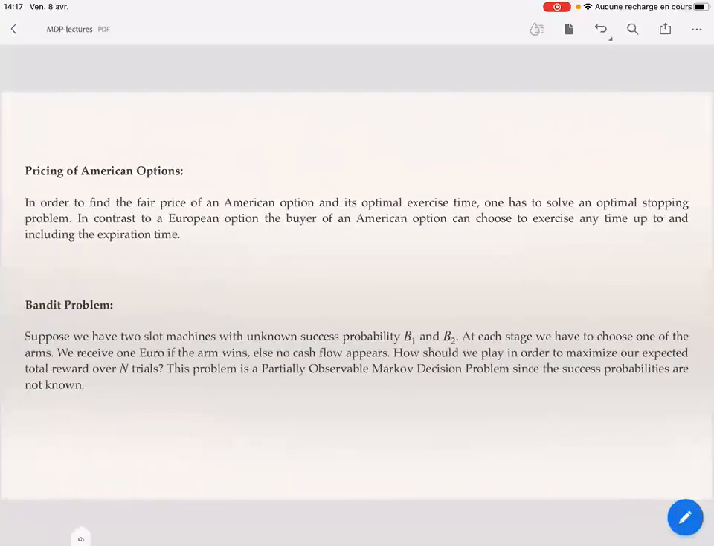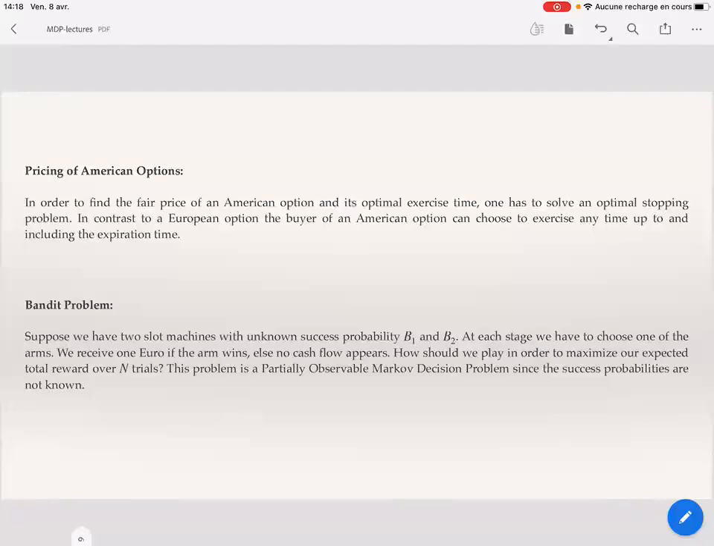Okay, some other example that we could consider in this setting is the pricing of American options. I could say also the pricing of European options. It is a different problem, but it can also be done by the Markov decision process theory.